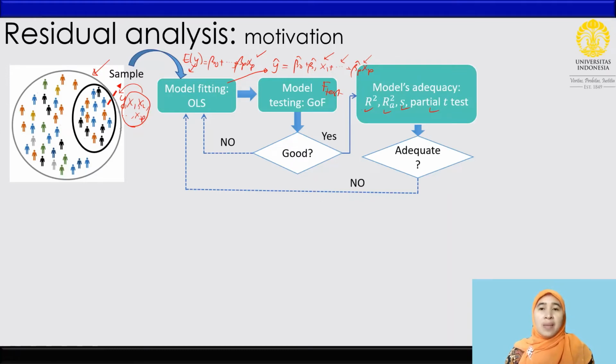So if we are not happy with the model's adequacy, we can just again redo the model fitting by considering including some other more important variables in the model, for example, like that.